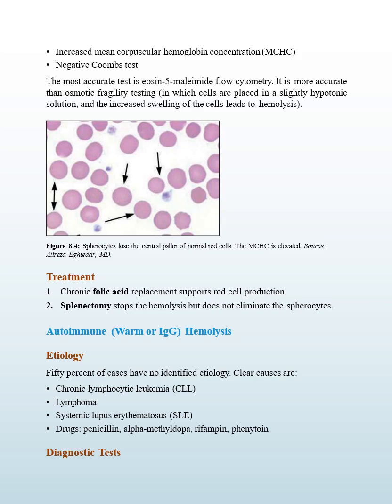The next topic is autoimmune warm, or IgG, hemolysis. In 50% there is no etiology, but the clear causes are the following. 1, chronic lymphocytic leukemia, or CLL. 2, lymphoma. 3, SLE, or systemic lupus erythematosus. And 4, drugs such as penicillin, alpha-methyldopa, rifampin, phenytoin. Let's go to the next slide, slide 24.